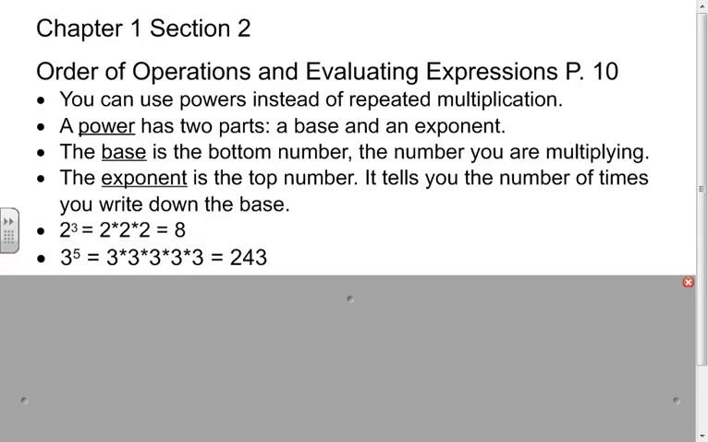3 to the fifth power means I take the number 3. I write it down 5 times because that's the exponent. So I have 1, 2, 3, 4, 5 threes. And then I multiply them all together and I get 243.